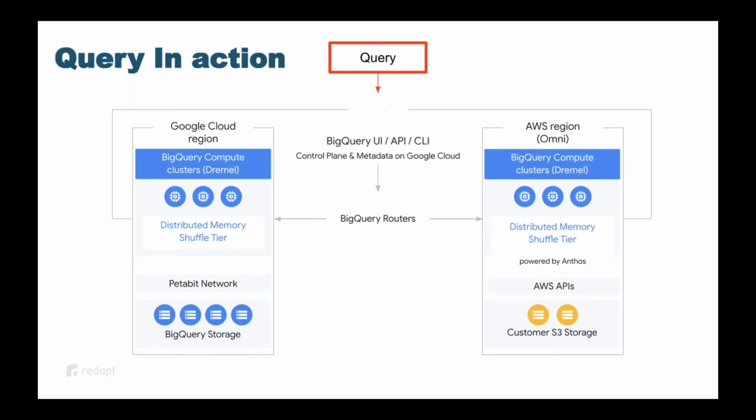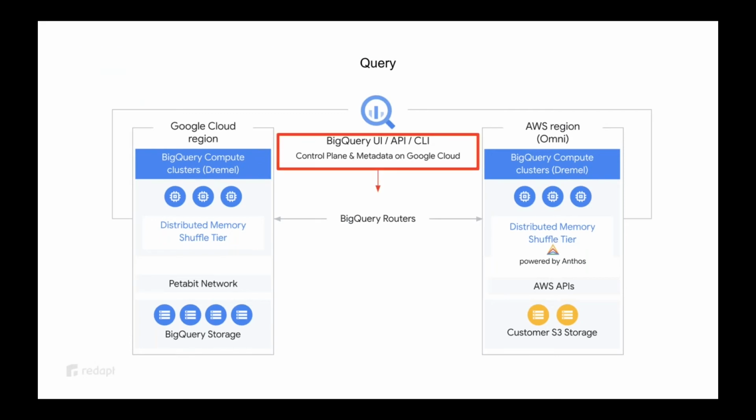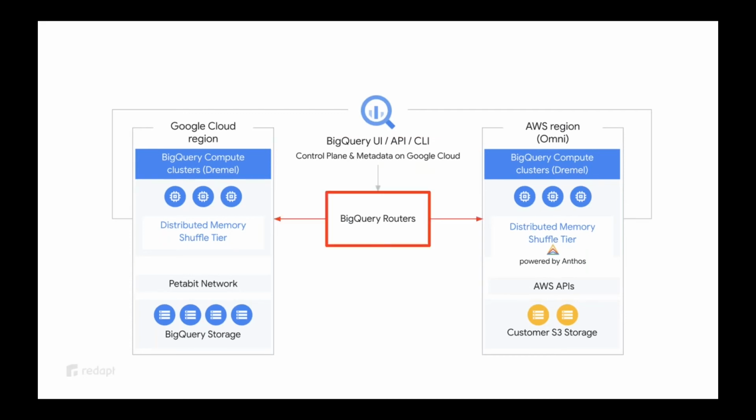So if we were to take a query in action, the end user submits a query. That query is sent to the BigQuery control plane, and that control plane checks the query, creates metadata, and moves it on to the BigQuery routers. And the BigQuery routers then look at that query and identify the end source, the end location for it. What data plane do I need to send that to? If it's native BigQuery, it'll send it to BigQuery. If it's going to one of the other public clouds, it will send it out that direction.